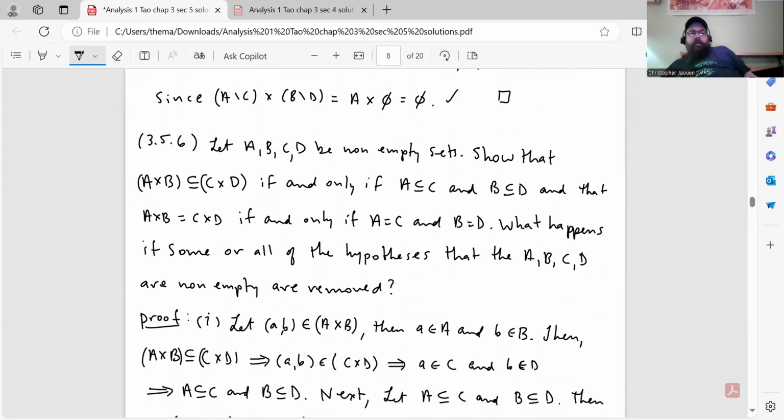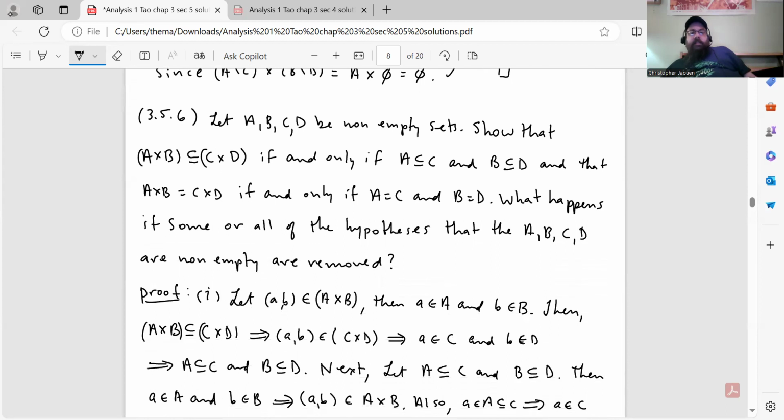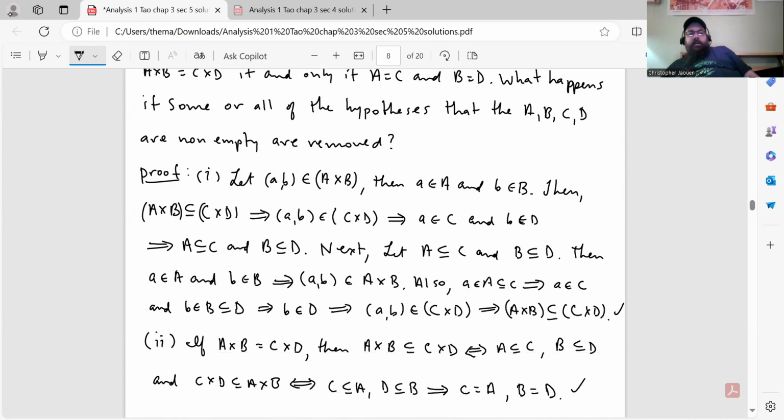All right, question 3.5.6. Let A, B, C, D be non-empty sets. Show that A times B is a subset of C times D if and only if A is a subset of C and B is a subset of D, and that A times B equals C times D if and only if A equals C and B equals D. And he wants us to say what happens if some or all of the hypotheses that A, B, C, D are non-empty are removed.